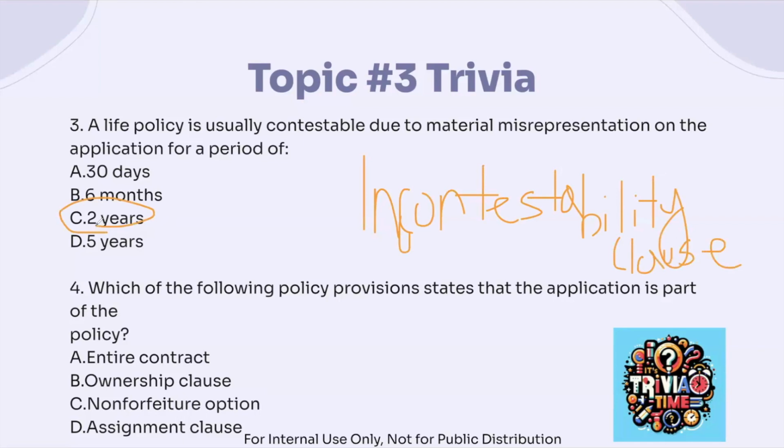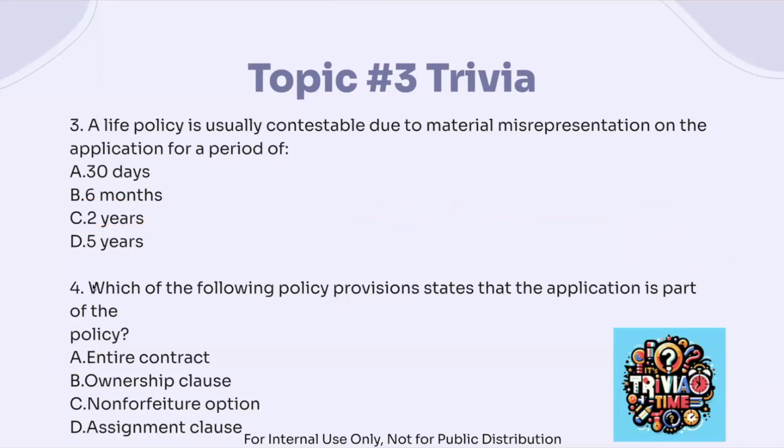And 4, that would be the entire contract provision, so that no external documents can alter the policy. The application is the policy, and any riders as well. So no external documents can alter it after it has been issued.